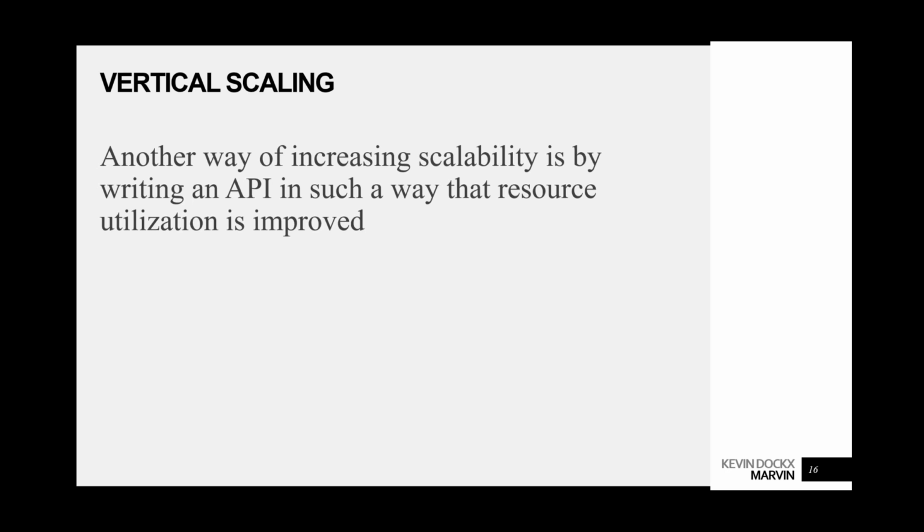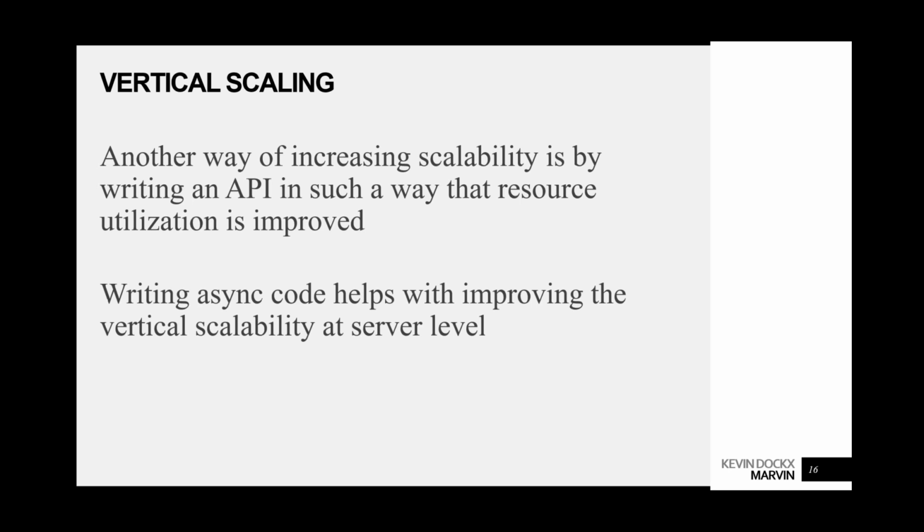That translates to better use of threads, or trying to free up a thread, which is the unit that handles your request, as fast as possible so it is available for other work. If more threads are available at a certain time, that means we can accommodate more requests to our API. So that is what writing async code helps with: improving the vertical scalability at server level by improving resource utilization, thus by freeing up threads as soon as possible. That's why we write code like that.